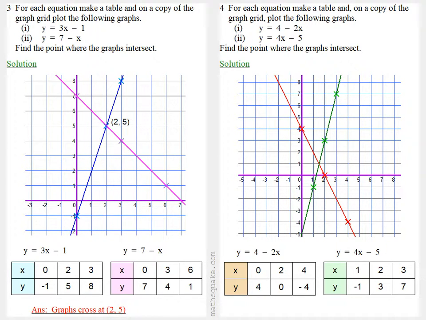Now we're asked, where do the graphs intersect, or where do they cross over? And in the diagram we can see this is at the point (1.5, 1), or we can write that (1.5, 1).